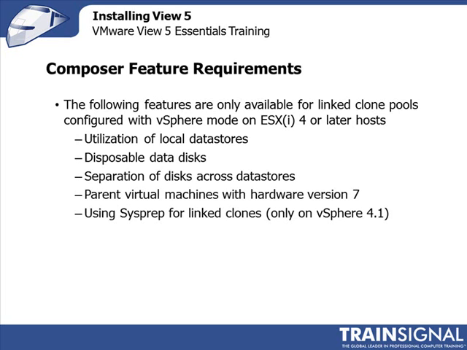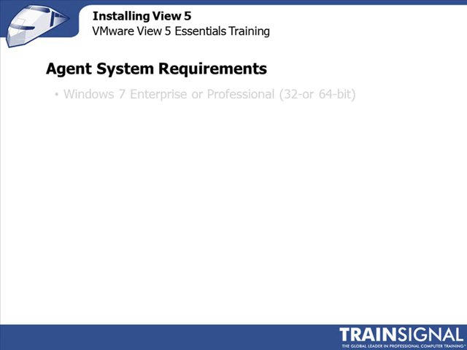Now, parent virtual machines with hardware version 7 or higher are required with this as well, as is using sysprep for linked clones, which is new for 4.1. So the View Agent system requirements.